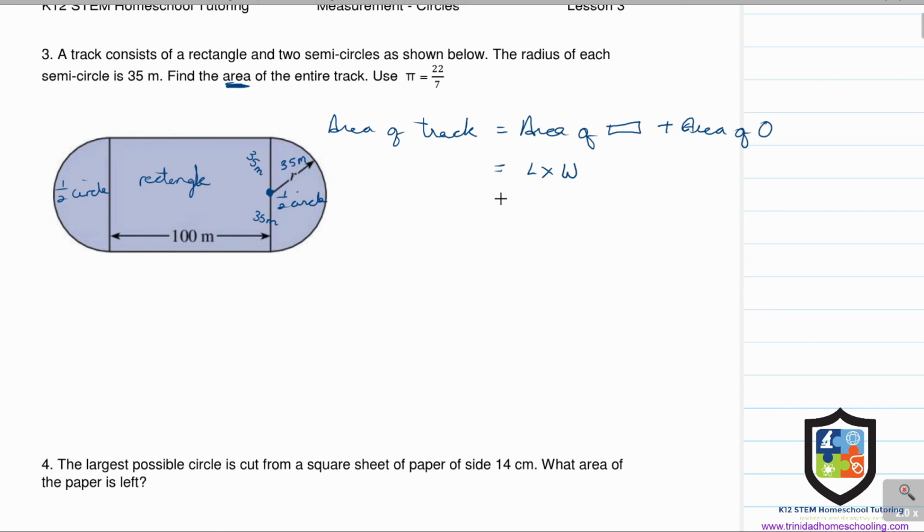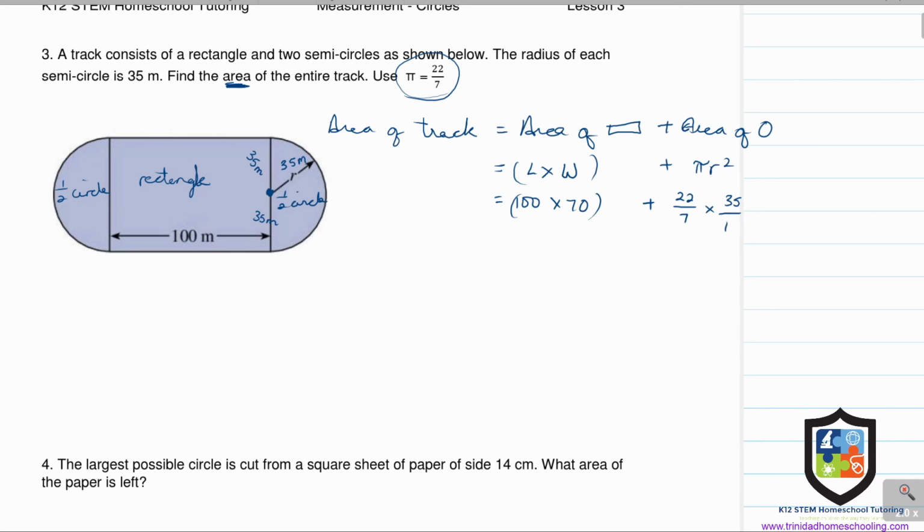We know the area of a rectangle is length times width. So our length here is 100. Our width is 70. And we're going to add that to the area of the circle, which is pi r squared. Now, my r is 35 meters. So I know that 35 can be divided by 7 evenly. So I'm going to use 22 over 7 as my pi, right? Which they also suggested here.